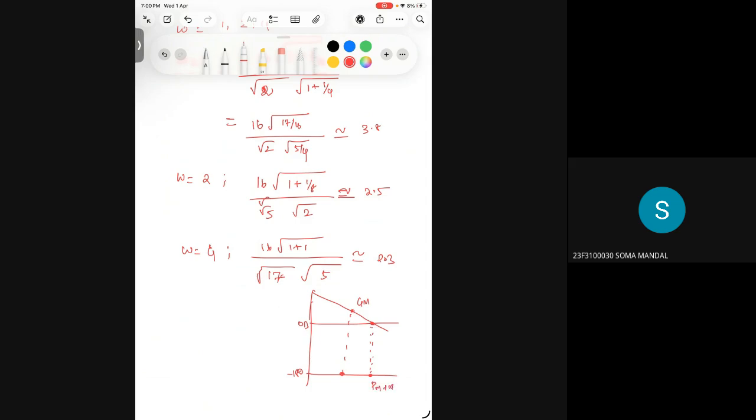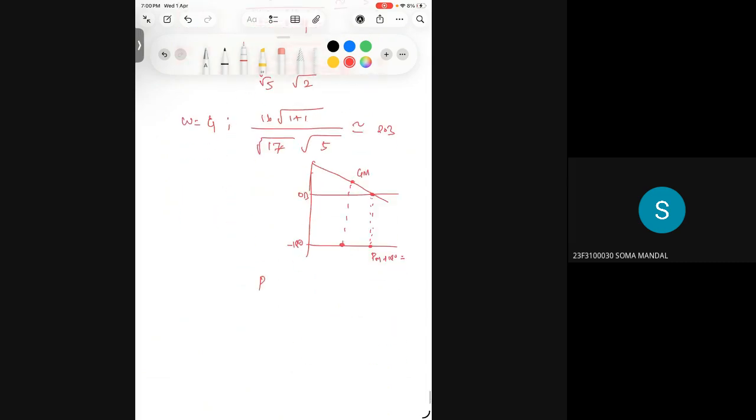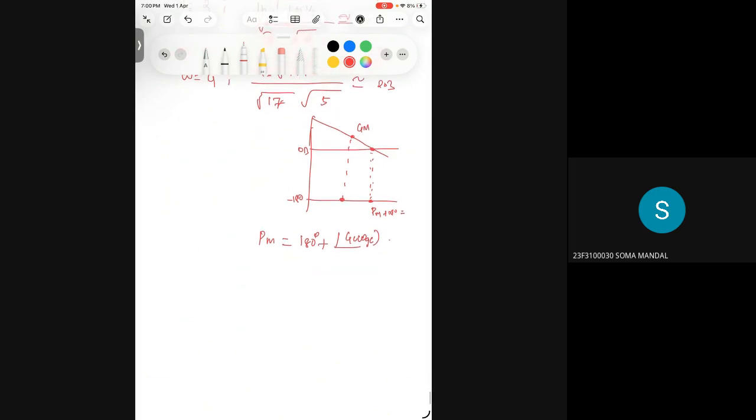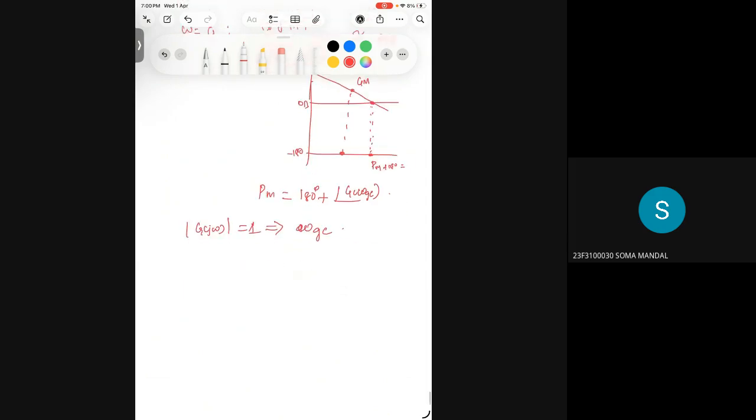So 180 degrees plus the phase angle is your phase margin. That's how you find it. Your phase margin is 180 degrees plus the angle at your gain crossover frequency. First you find the gain crossover frequency, where the magnitude crosses 1. You calculate it when the magnitude of G of j omega is equal to 1; that's when you get the gain crossover frequency. So first you equate this to 1.